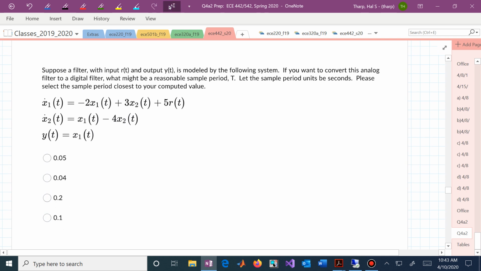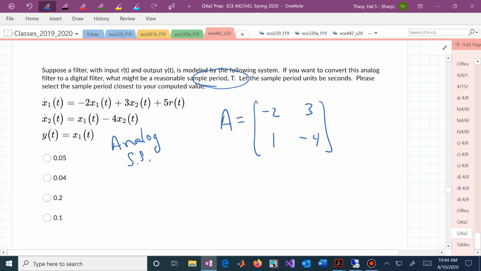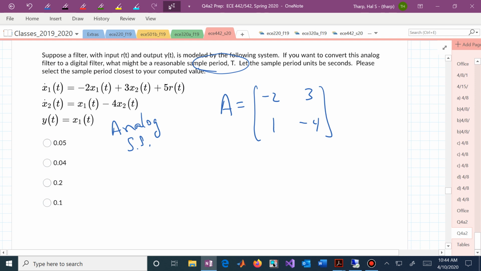Here, suppose a filter with input R and output Y is modeled by the following system. And you now want to convert this analog filter. This is an analog system in state space. And you want to now figure out how do I discretize that, and you're asked for a sample period T. Again, you're dealing with this A matrix of minus 2, 3, 1, minus 4, and you're not told to speed the system up. You just need to keep the same dynamics that you started with.